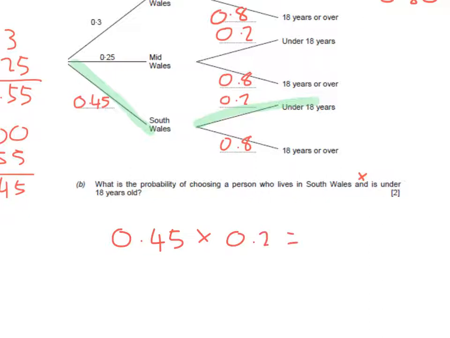Now straight away I know there's 3 decimal places in the question. So I know I need 3 decimal places in the answer. 45 times 2 I know is 90. So I know I'm going to have 90, then I fill in the gaps with zeros. So 0.090. If you want, you can lose the last 0. It's not necessary. However, it doesn't matter if you keep it.